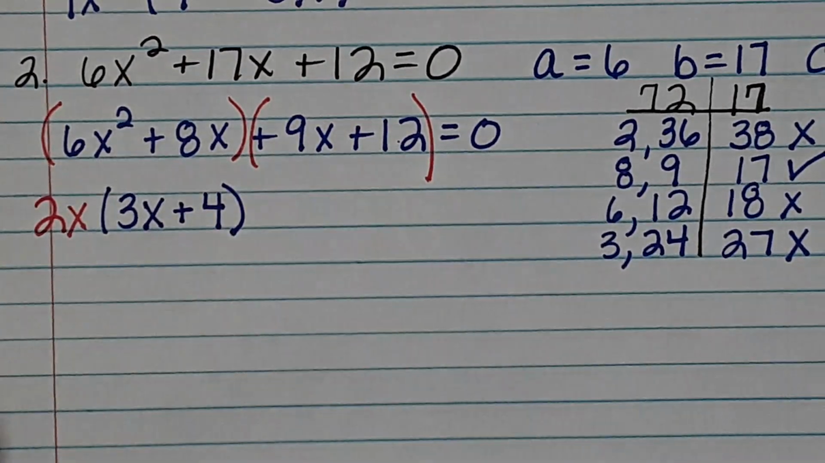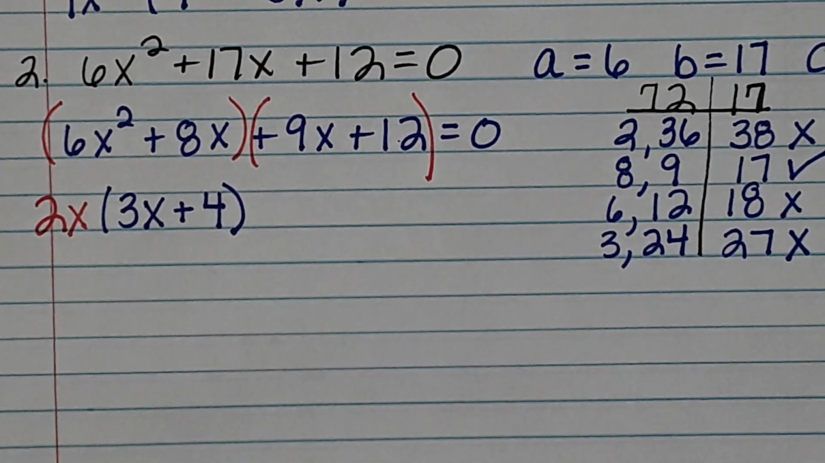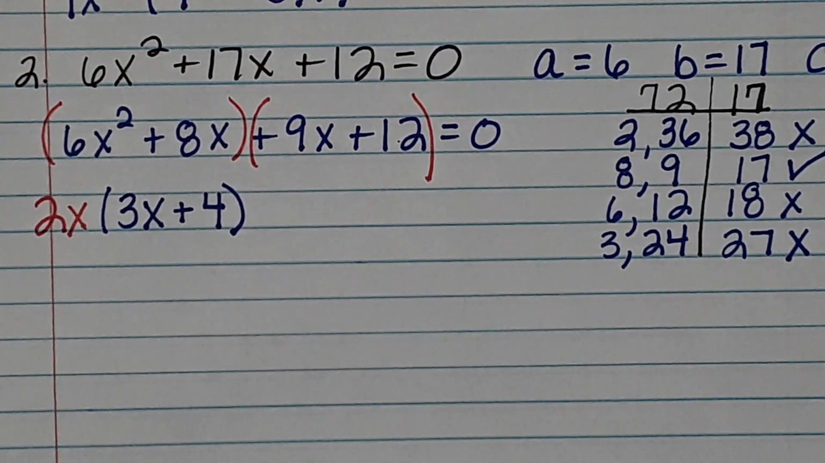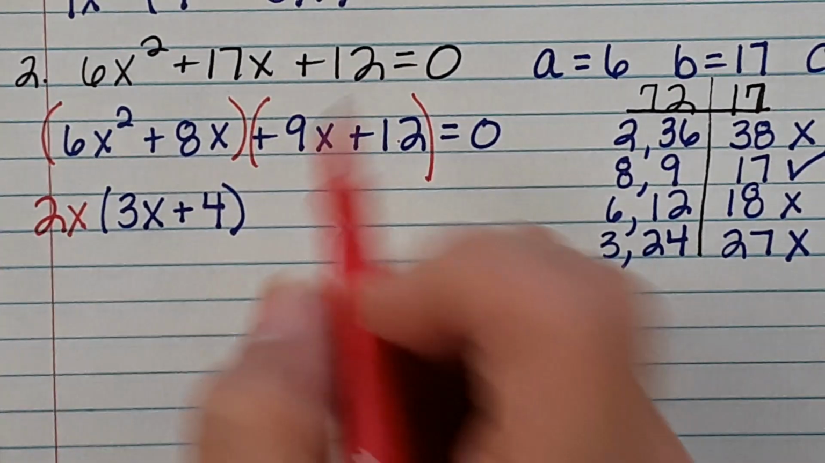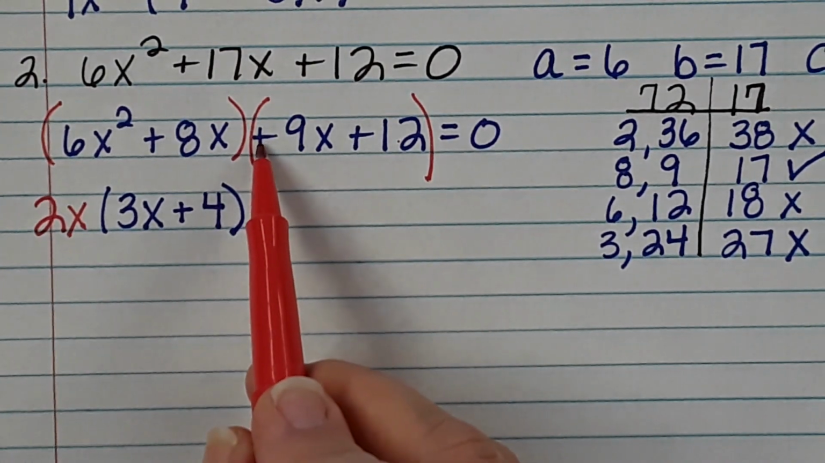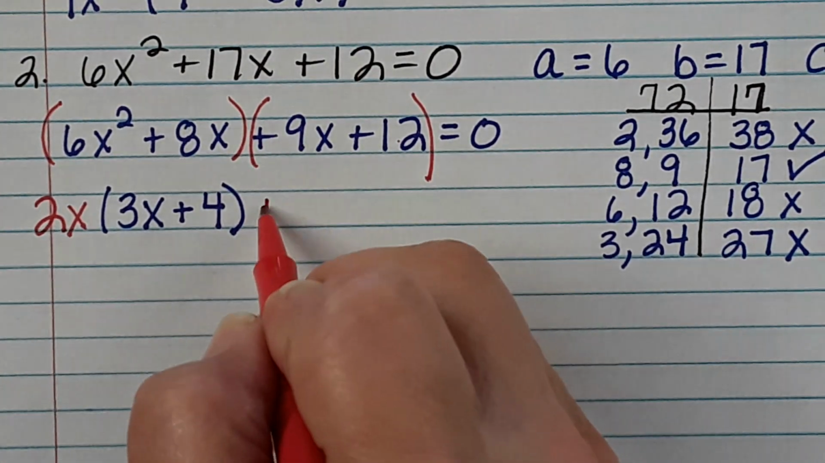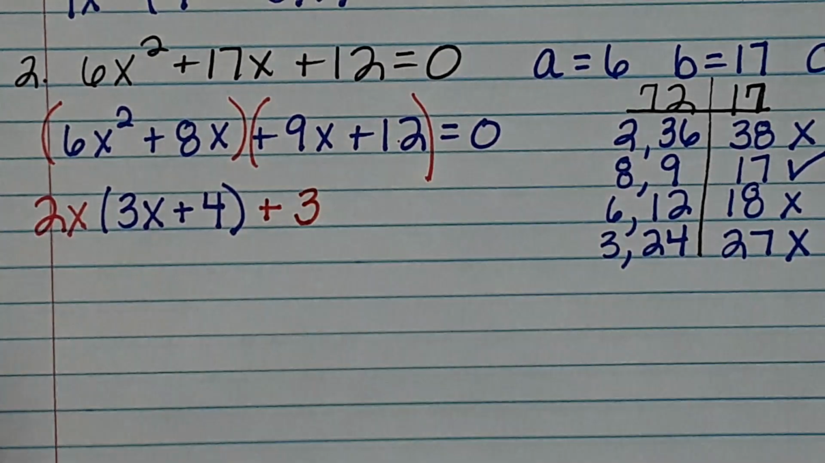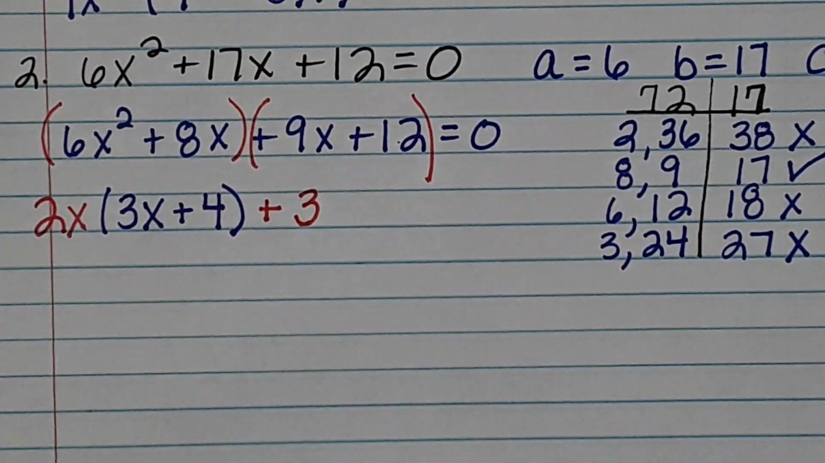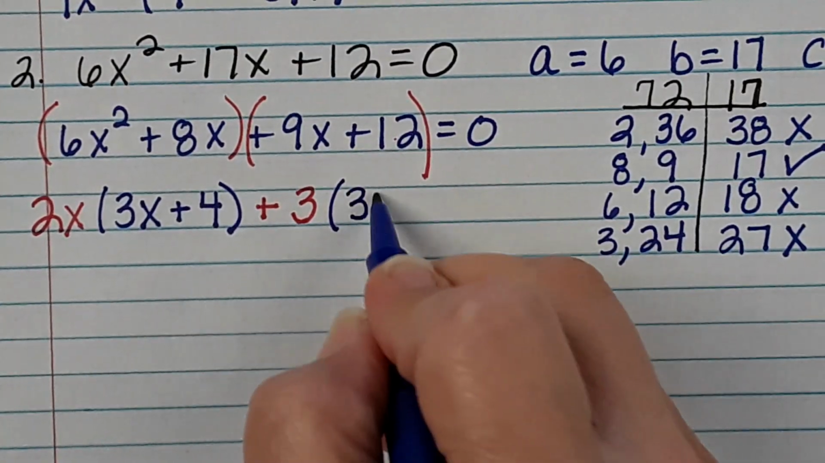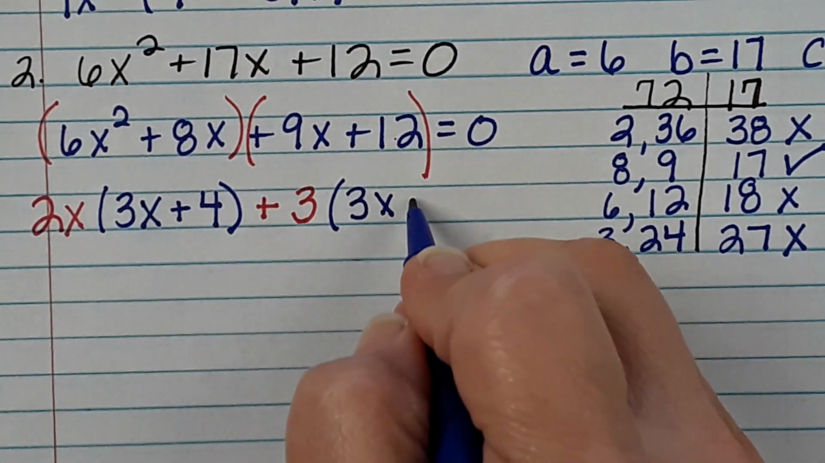Does 9 go into 12? No. Is there a number that goes into 9 and 12? Remember, 9 is the smallest number, so if 9 doesn't go into that number, we're looking for something smaller than 9, and you guys said 3. Do you see that there's an addition sign in front of that 9? That means that 3 that I pull out is going to be positive. Do they have any variables in common? What is 9x divided by 3? 3x. What is 12 divided by 3? 4.